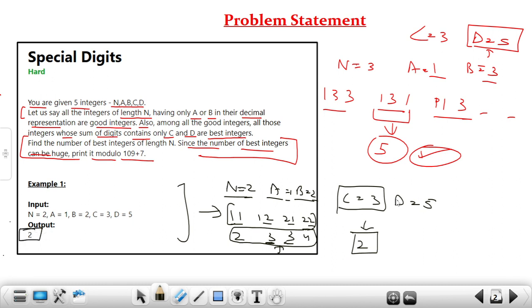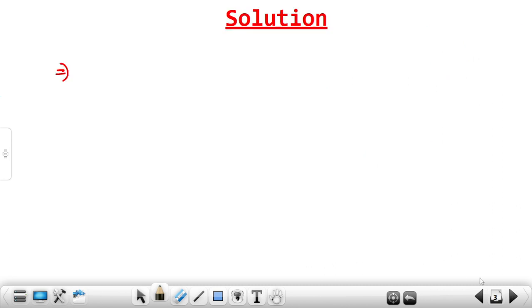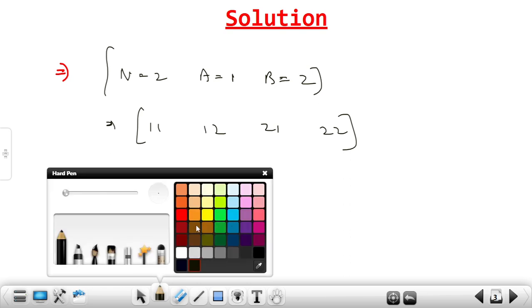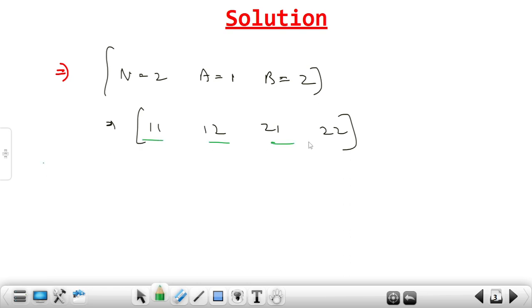Now I hope you guys got a clear understanding of the problem. Let me talk about the solution now. I'm going to take the same example where n is equal to 2, a is equal to 1, b is equal to 2. Good integers formed will be 1 1, 1 2, 2 1 and 2 2. After that, when I write the sum of these integers, here I am explaining the steps which I have used to solve that particular example. So sum is 2 here, 3, 3 and 4.